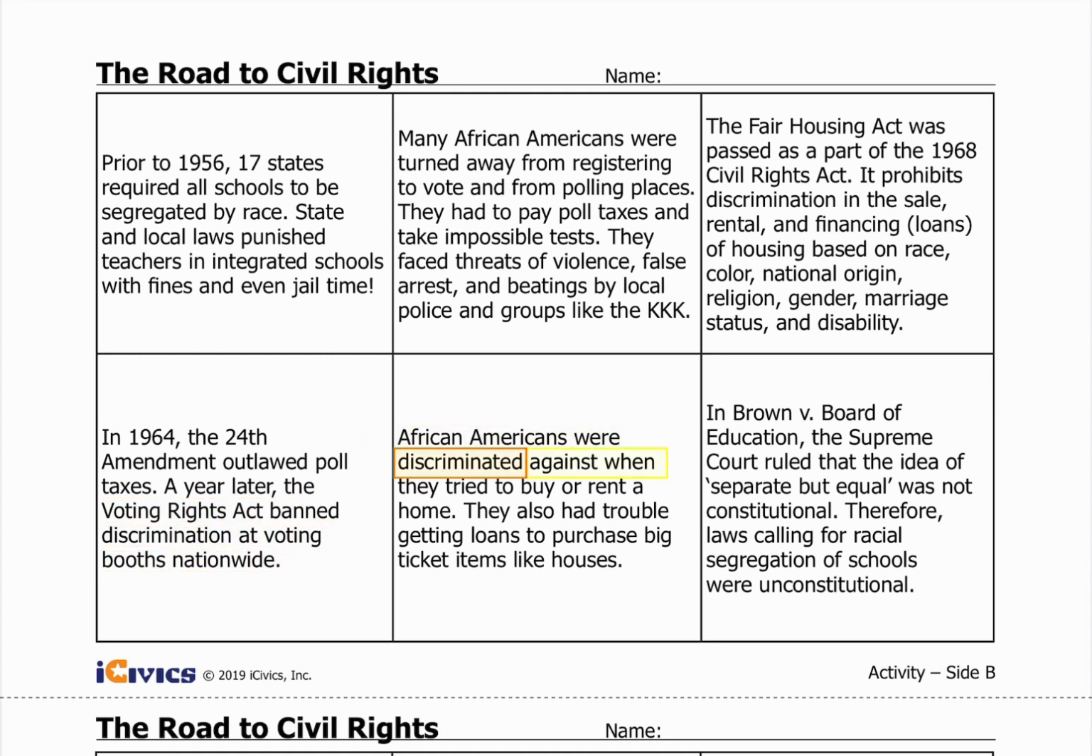African Americans were discriminated against when they tried to buy or rent a home. They also had trouble getting loans to purchase big-ticket items like houses. In Brown v. Board of Education, the Supreme Court ruled that the idea of separate but equal was not constitutional. Therefore, laws calling for racial segregation of schools were unconstitutional.